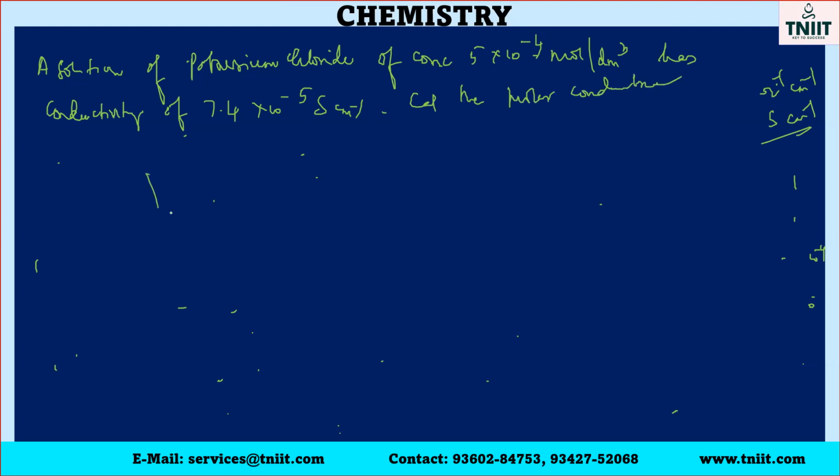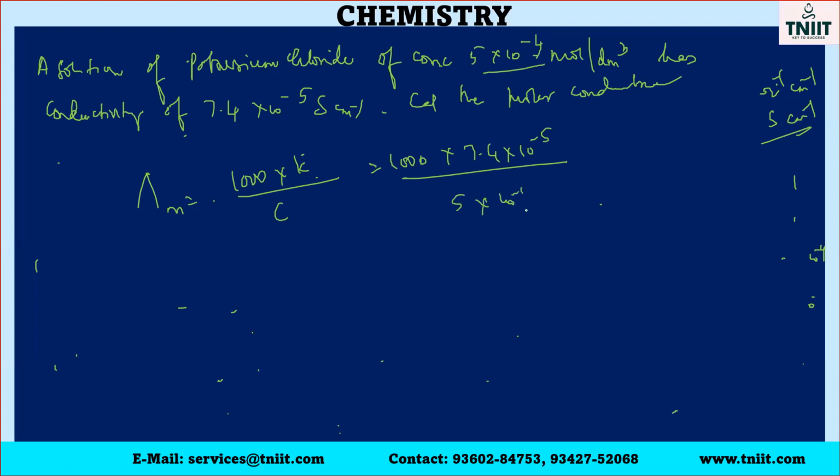So molar conductance lambda m is calculated by the formula 1000 into kappa divided by concentration. So 1000 into specific conductance, they've given as 7.4 into 10 to the power minus 5, divided by concentration. What's the concentration they've given? They've given the concentration as 5 into 10 to the power minus 4. So what happens when we simplify? The answer we get is 148.0 Siemens centimeter square per mole. This Siemens centimeter square per mole is the unit for molar conductance.